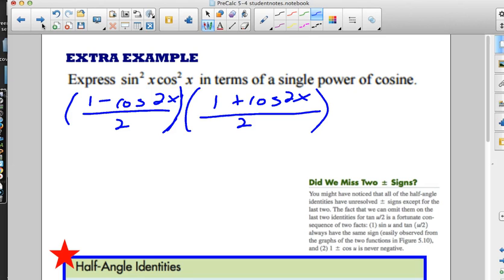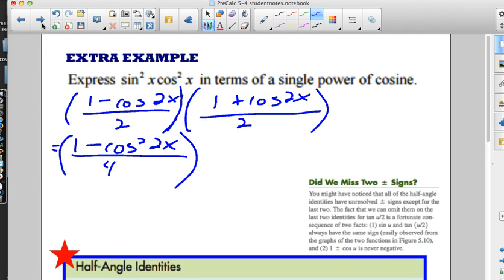Alrighty, looks like that. We've got 1 minus cosine 2x and 1 plus cosine 2x, both of them over 2. So let's see what happens when we multiply these two monsters together. FOIL on the top. I'm going to need a little more space. 1 times 1 plus cosine 2x minus cosine 2x, the middle term is gone, minus cosine squared 2x over 4. Problem. Single power of cosine.